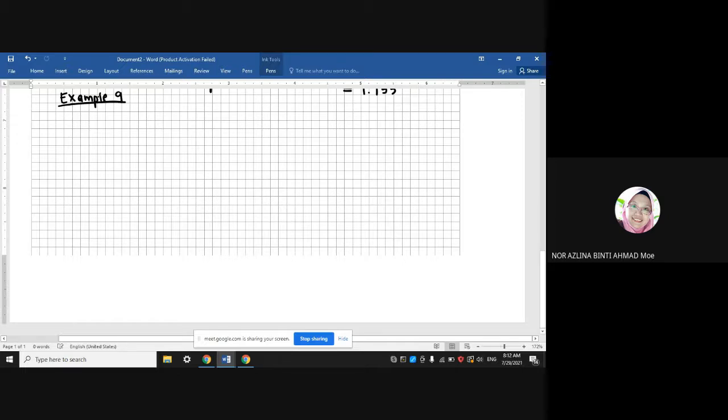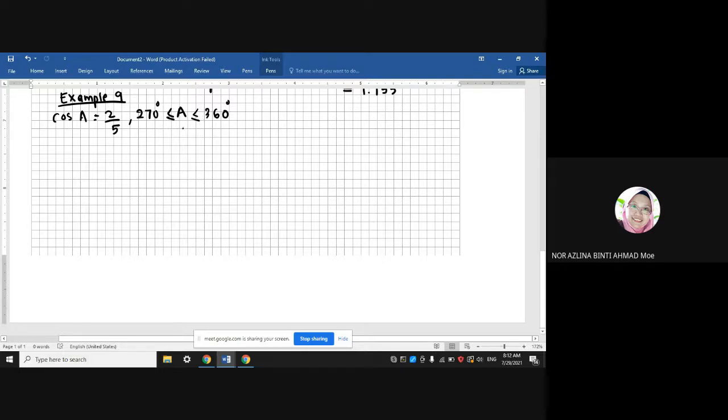Okay, example 9. Given cos A equal to 2 over 5, and the angle A in between 270 until 360. Find the value for each of the following.